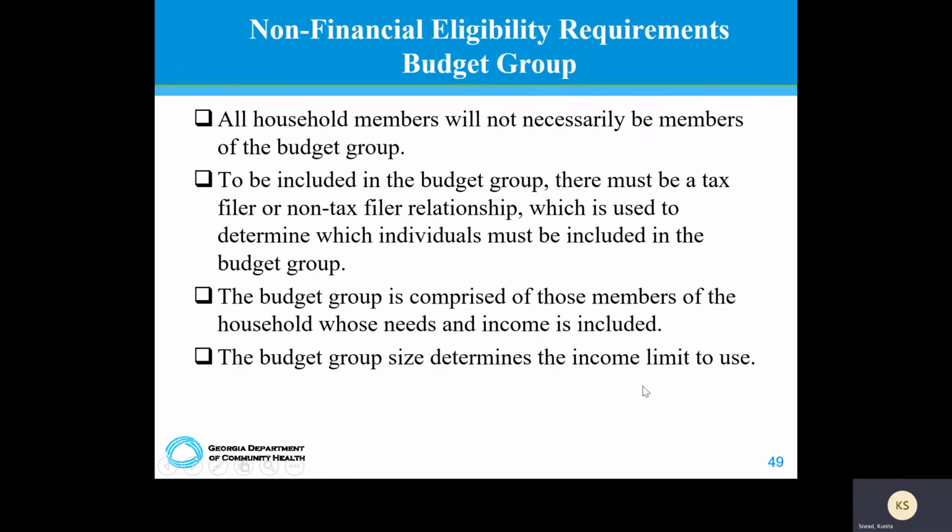Now we're going to get into the budget group. Remember, I was telling you there's one question that you're going to have to ask each applicant. Do you expect to file taxes or be claimed as a tax dependent? Based off of the answer, that's either going to put them as a tax filer household or a non-tax filer household. And then based off of that, that would determine who should be in that budget group and who should be listed on that application. If they're supposed to be in the budget group and they have income that we count, that income will be counted towards the whole household income that will be compared to the income limit.